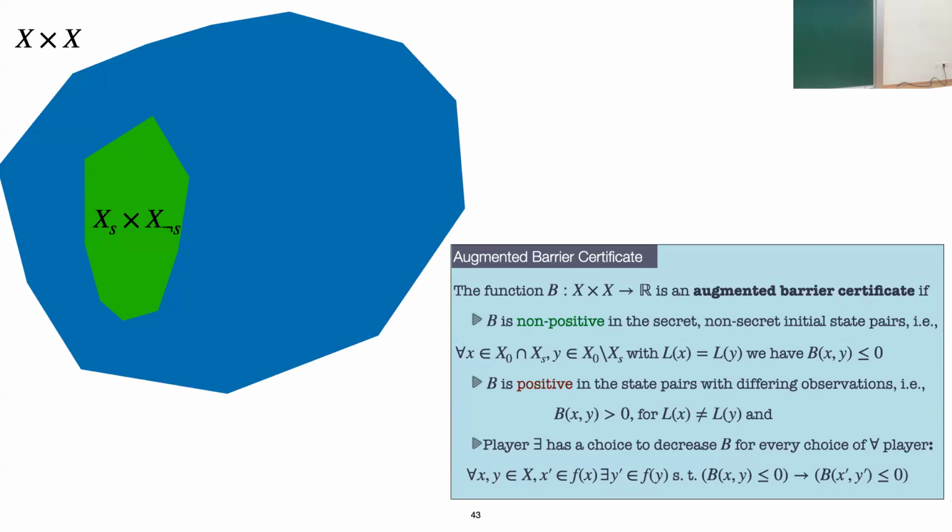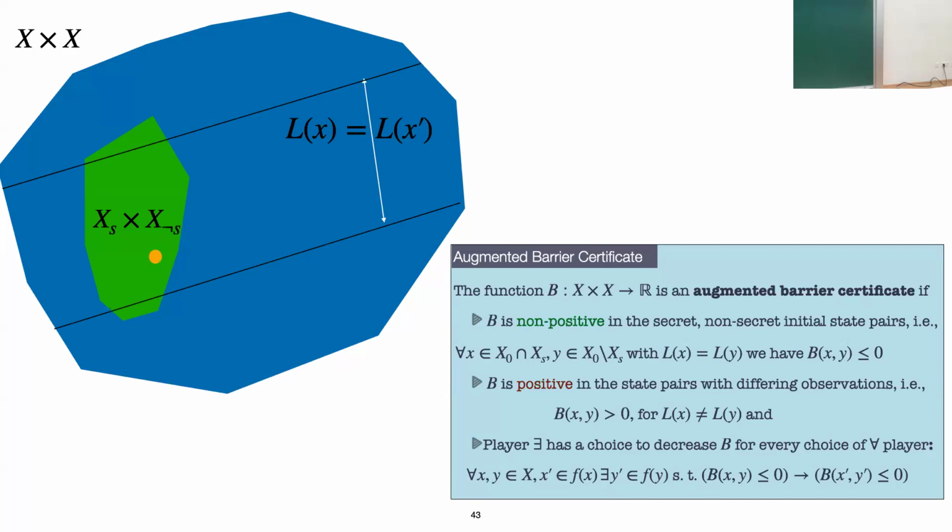Right. So here is a slide animation for that. We have a self-composition of the system, X cross X, right? With the initial states where the first one is X0 intersection safe states, the other one is X0 minus safe states. So we call that X not X, right? And then you have a set of states which are matching the observations in both of them.